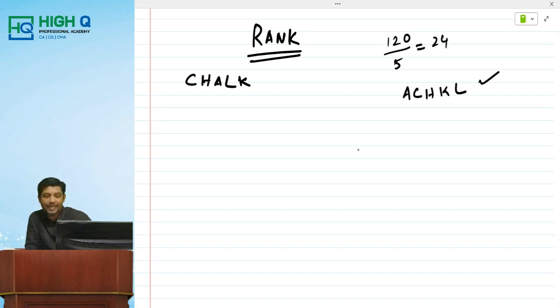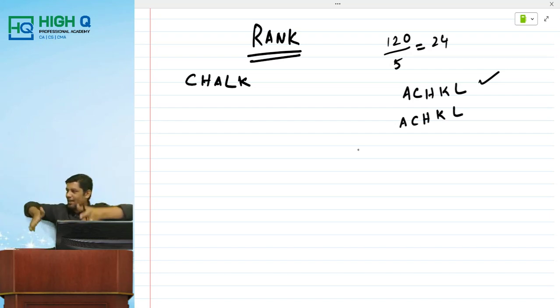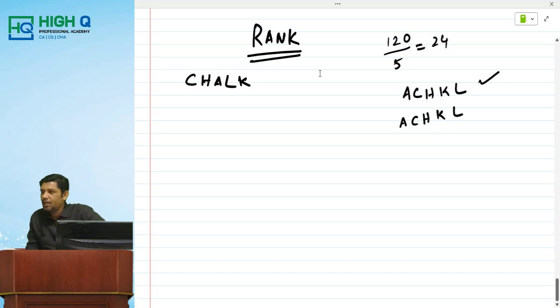What would be the second word? This is going to be the second word. If you are arranging in alphabetical order, this is the way you are going to arrange. Total, how many words are you going to arrange in this way? 120 words. Now look at this. Somewhere among the 120, CHALK is going to come. Where CHALK is going to come, in which position, that is what we are going to find out.